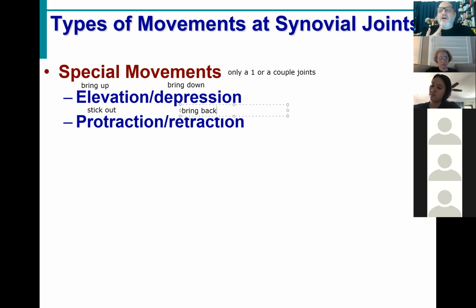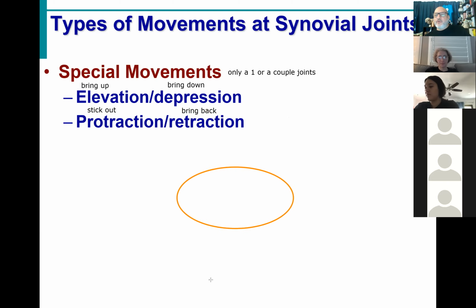So again, our jaw, we can protract our jaw, make it stick out, or we can retract our jaw, bring it back. And the same thing with the shoulder as well. We can bring our shoulder forward and we can bring our shoulder back. Right now, with the protraction and retraction of the shoulder, it's a tiny bit more complicated.